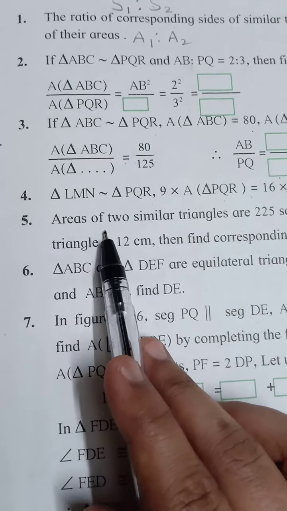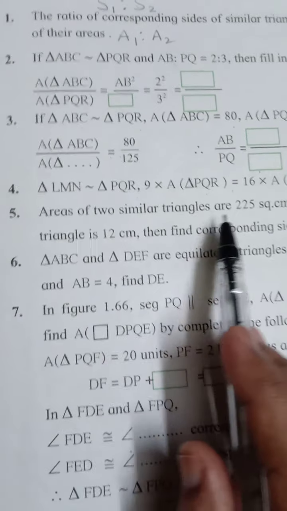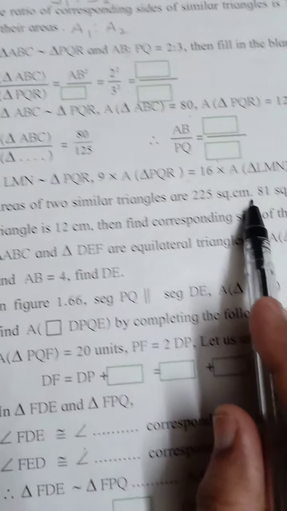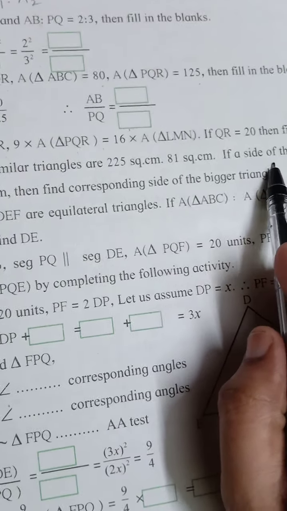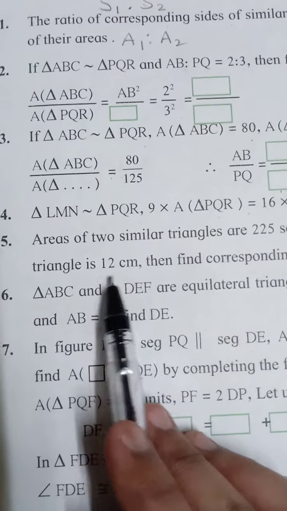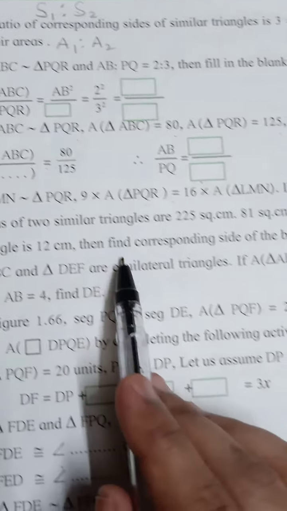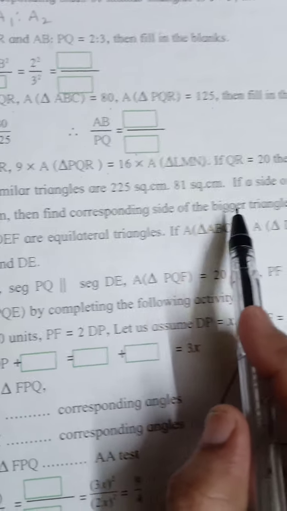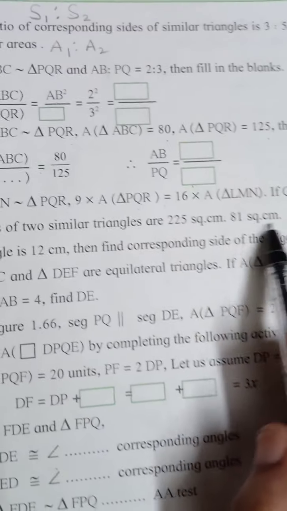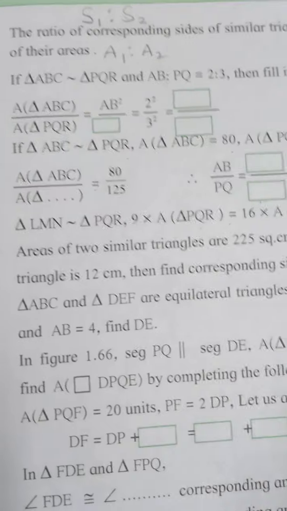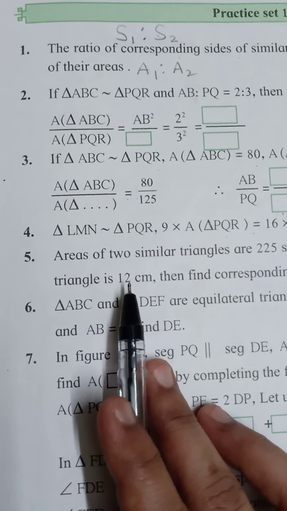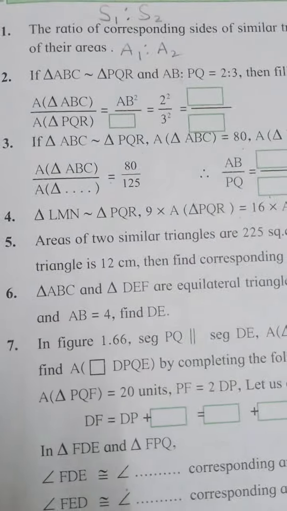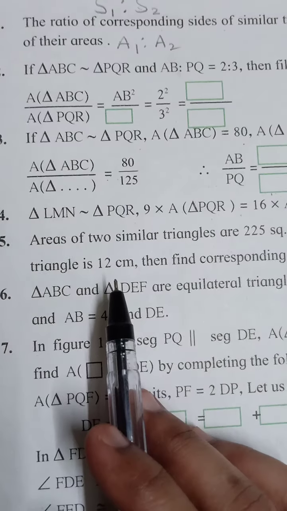The question is: areas of two similar triangles are 225 square centimeter and 81 square centimeter. If a side of the smaller triangle is 12 centimeter, then find the corresponding side of the bigger triangle. Here, the figure is not given anywhere in the question and the name of the triangle is also not given to us. So definitely we'll use the general form of it.